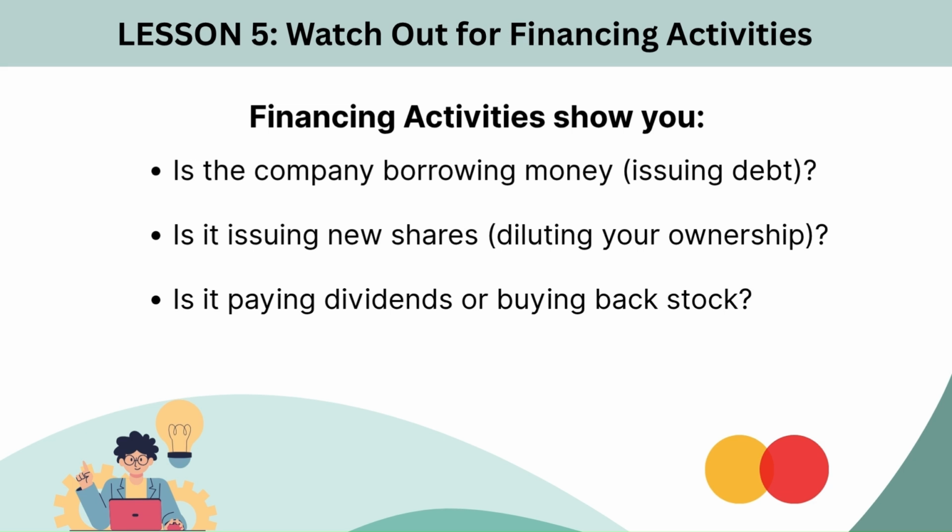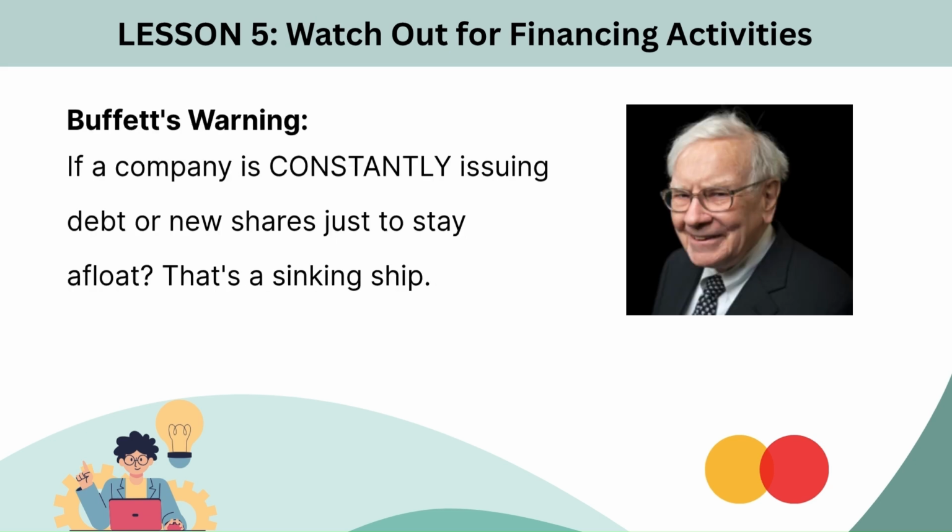Lesson 5. The third section of the cash flow statement, financing activities, is where you spot trouble or greatness. Financing activities show you: is the company borrowing money, issuing debt? Is it issuing new shares, diluting your ownership? Is it paying dividends or buying back stock? Buffett's warning: if a company is constantly issuing debt or new shares just to stay afloat, that's a sinking ship.